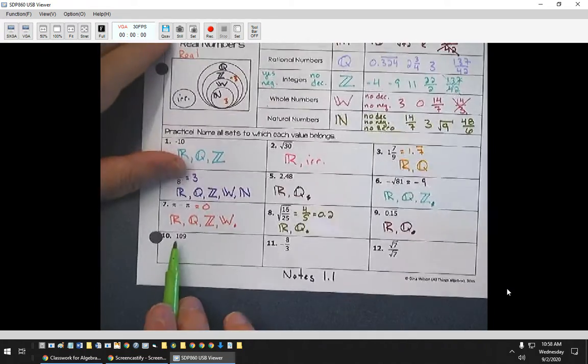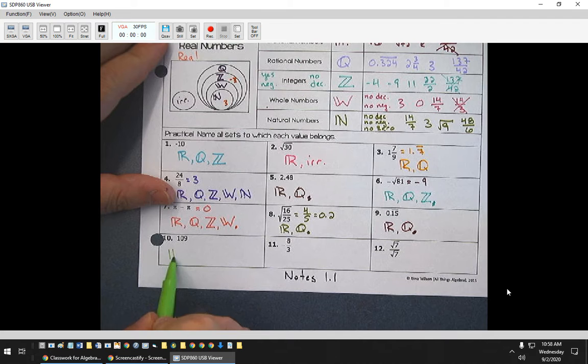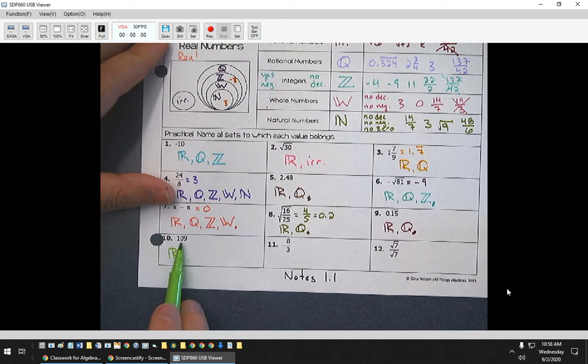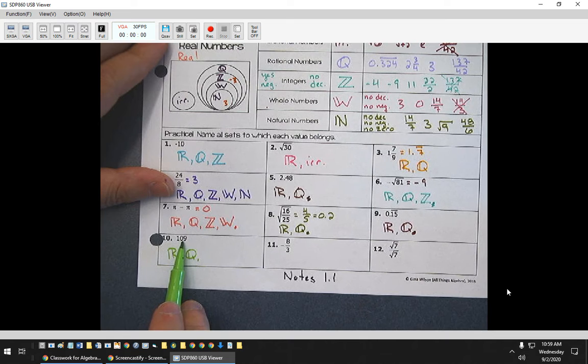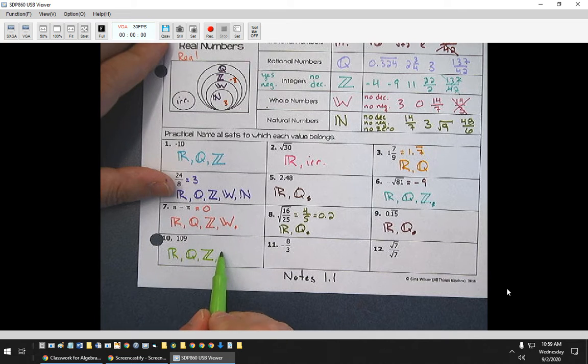And our last row, 109, that's real. That's a decimal that stops because it's 109.0. It stops, so that's a rational. It doesn't have a decimal, and it doesn't have to be negative to be an integer. It doesn't have a decimal, nor is it negative, so it's also a whole number. And it's a number that's not 0, so that's a natural.